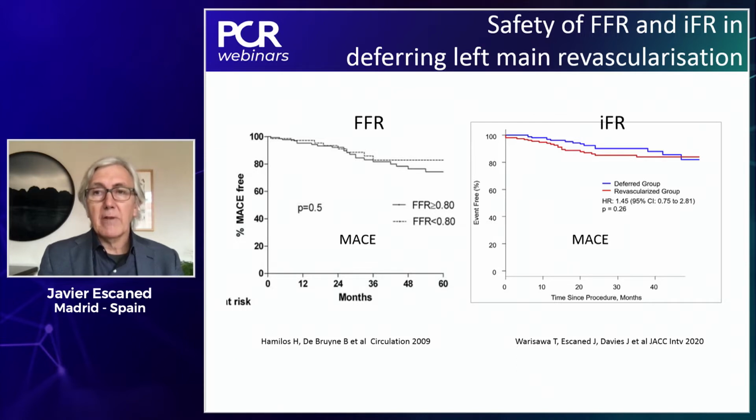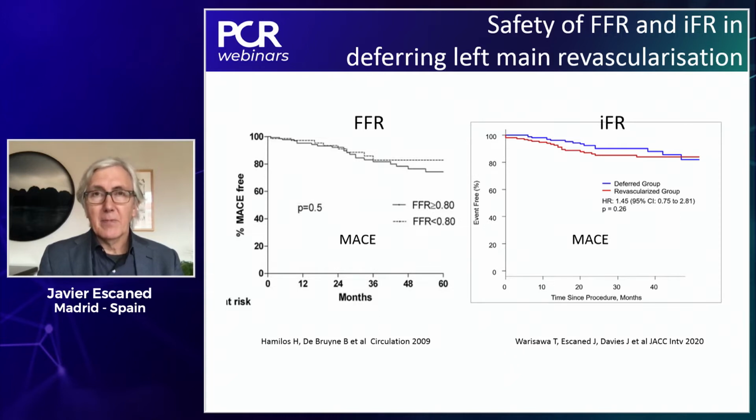And at the right, you have the DEFINE LEFT MAIN study that was presented last year and has already been published. Basically follow the same design, but using IFR. Again, if left main was less than 0.89, the stenosis was treated. And the outcome of these patients was compared with those with IFR more than 0.89 and that were deferred. And as you can see, in the long term, the results are comparable.